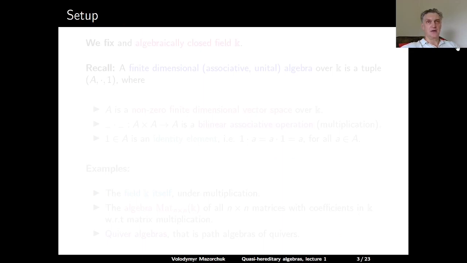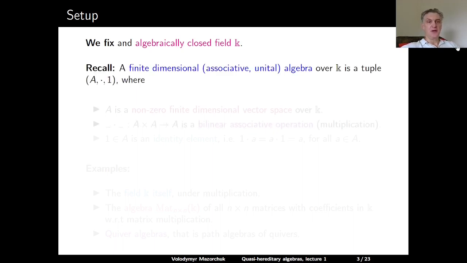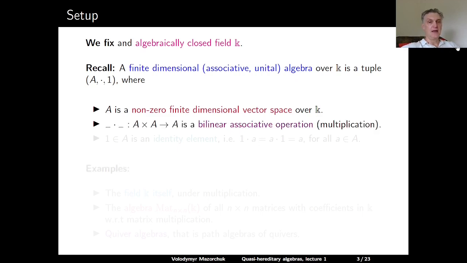Let us start our recap on finite dimensional algebras with the general definition of algebra and the general description of the setup. Throughout the course, we fix an algebraically closed field K. Recall that a finite dimensional associative and unital algebra over K is a tuple which consists of a non-zero finite dimensional vector space A over K, a bilinear associative operation called multiplication.